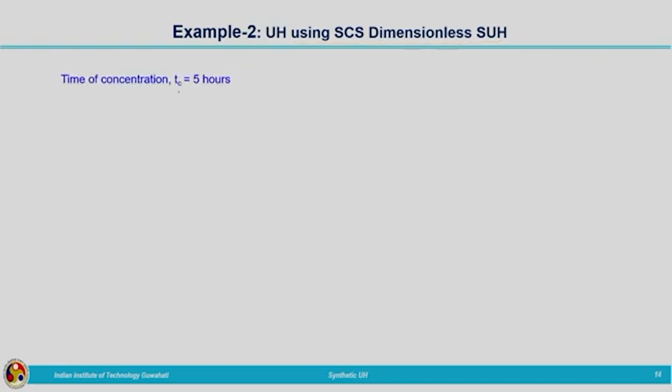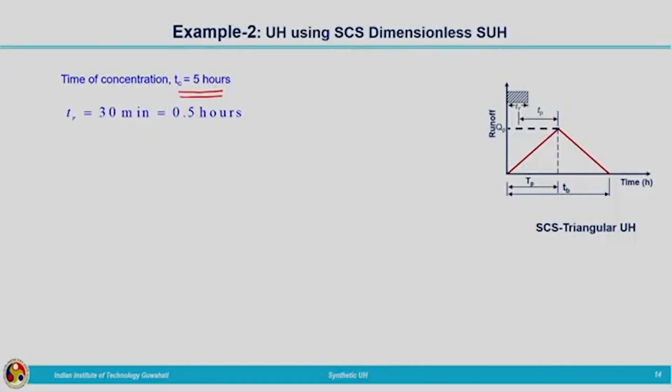The time of concentration is given to us as Tc is equal to 5 hours. In the case of SES dimensionless synthetic unit hydrograph, we were approximating the unit hydrograph in the triangular form. This is the SES triangular unit hydrograph, which we have already discussed while discussing the theory related to it. In the same way, we will approximate the unit hydrograph for this catchment also. That is, we will derive the triangular unit hydrograph first. After that, we will go for deriving the synthetic unit hydrograph by making use of the dimensionless synthetic unit hydrograph provided by SES.